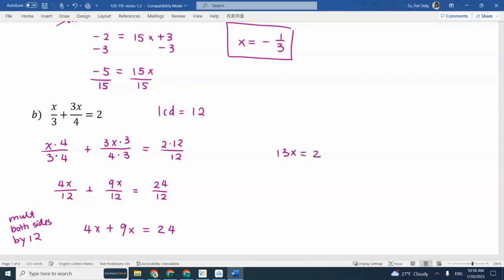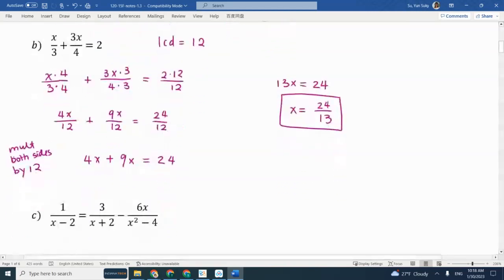13x equals 24. Then x is, yeah, 24 over 13. Right? Just leave your answer like that. Don't need to get decimals. You only get decimals when you have a word problem. Usually get exact answer. All right. So that is part B.